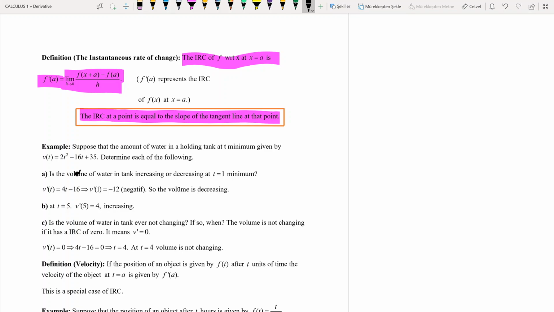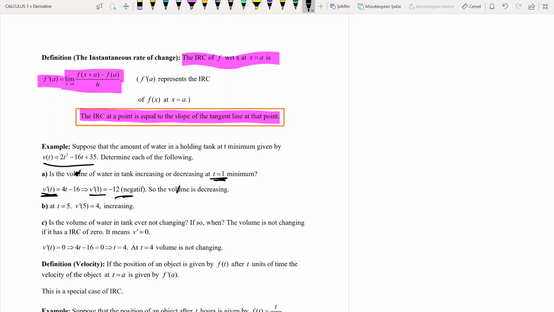Suppose that the amount of water in a holding tank at time t is given by this function. Determine each of the following. The first one: is the volume of water in the tank increasing or decreasing at time 1? We first take the first derivative and check the derivative of the function at the point 1. Since it is negative, the volume is decreasing.